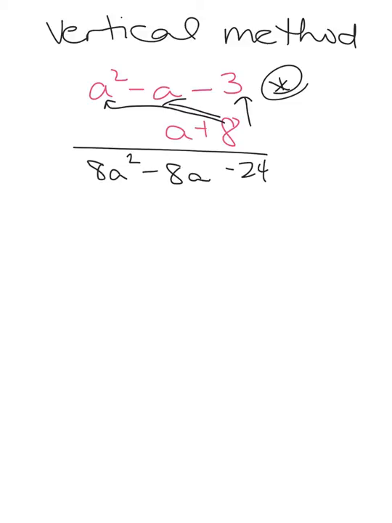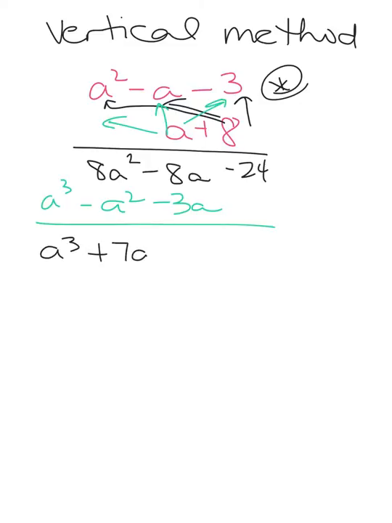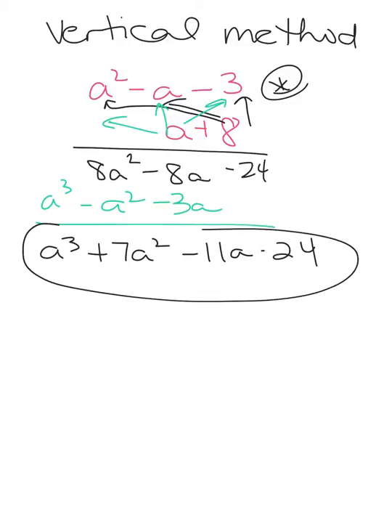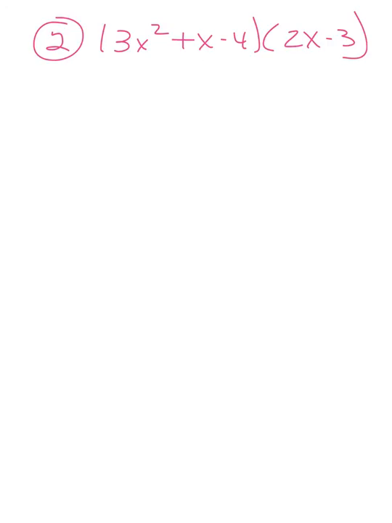I'm going to do the same thing with the other term in my binomial, the a times negative 3 gives me negative 3a. Now again, I'm going to combine my like terms eventually, so I want to line them up in columns. So my negative 3a goes with my other a to the first. A times negative a gives me negative a to the second. A times a to the second gives me a to the third. When I combine my like terms, I have a to the third plus 7a to the second minus 11a minus 24. Now this is my final answer, and it's the same answer you received when you multiply these polynomials using the horizontal method. Let's try another problem.